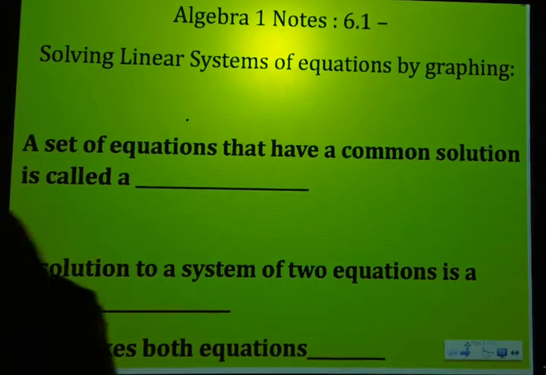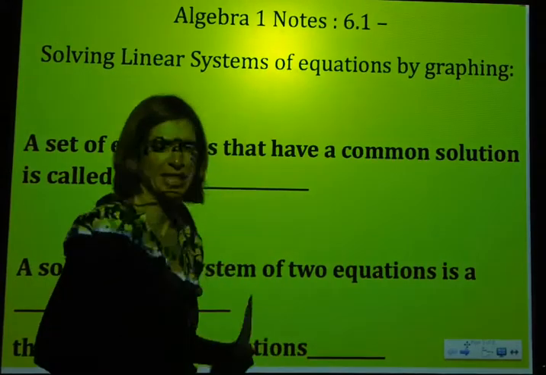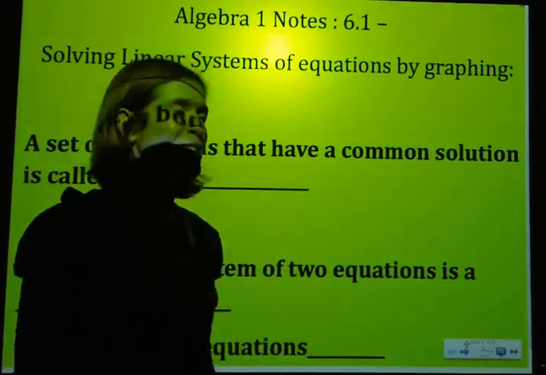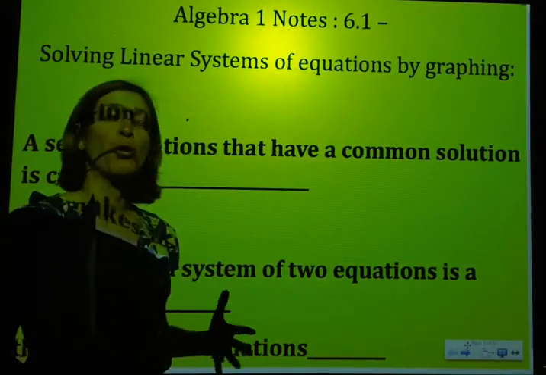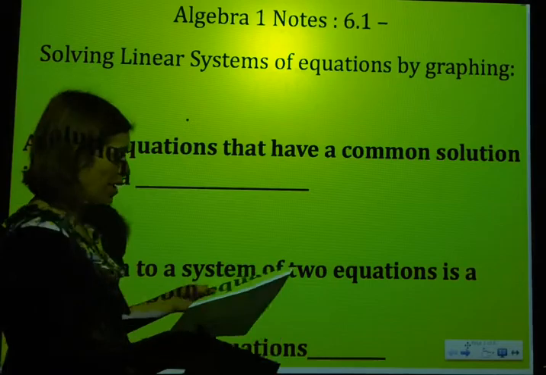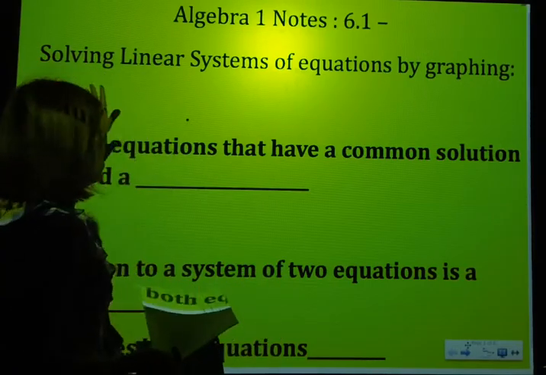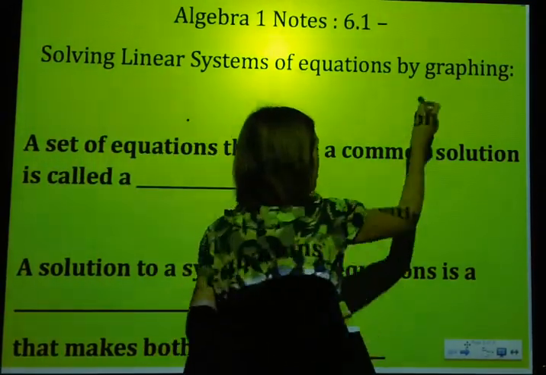Hi everybody. So today we're moving on to chapter 6. I know it feels like we've been doing functions and linear functions for a long time, so we're finally moving on to a new chapter. The chapter is on systems of equations. So you do have some note sheets that I gave you in class today. We're going to be solving a linear system of equations by graphing.